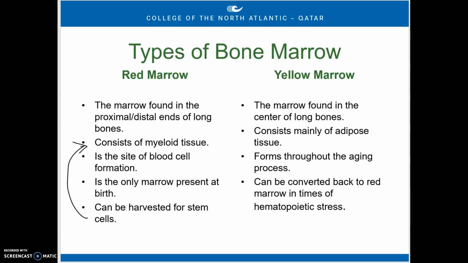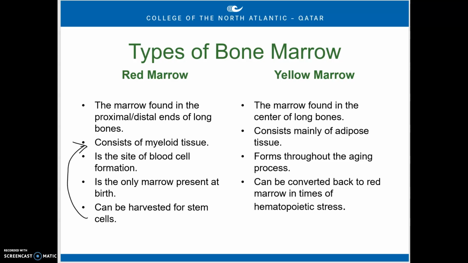If you ever needed to give stem cells, if you wondered how that worked, quite often they'll take a really large needle and they'll put it into your hip bone, because there's a big section of red bone marrow that's easily accessible, and they'll take stem cells from the red bone marrow in your hip. Red bone marrow is, like I said, the site of blood cell formation, and it's the only one that's really present at birth. Okay, we don't lay down any yellow marrow until after we were born.